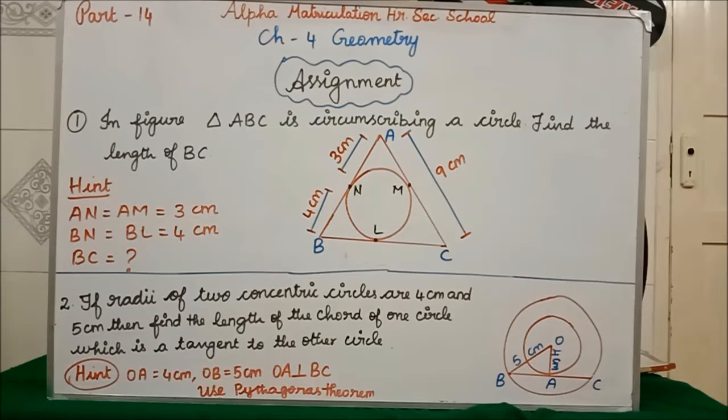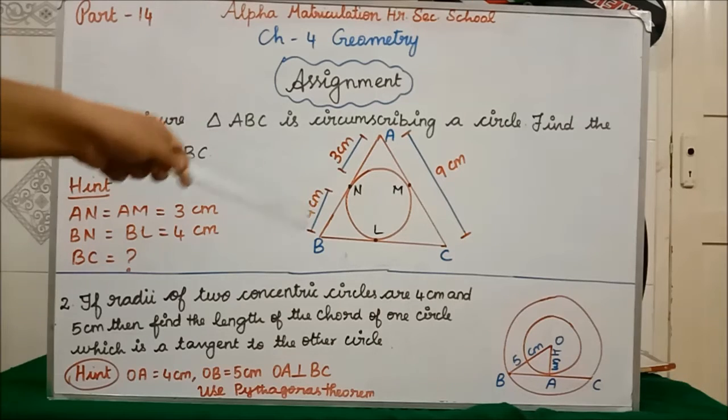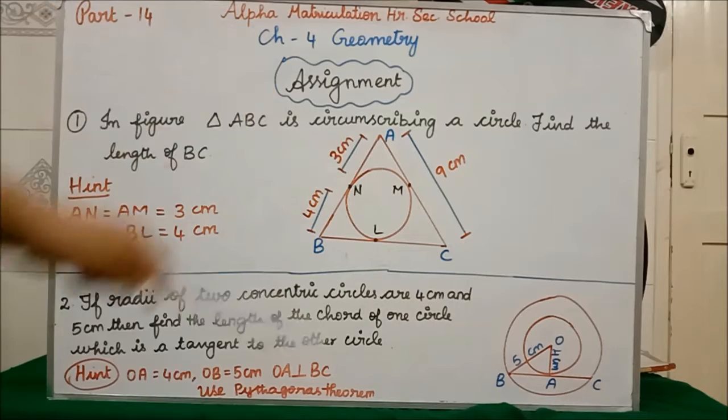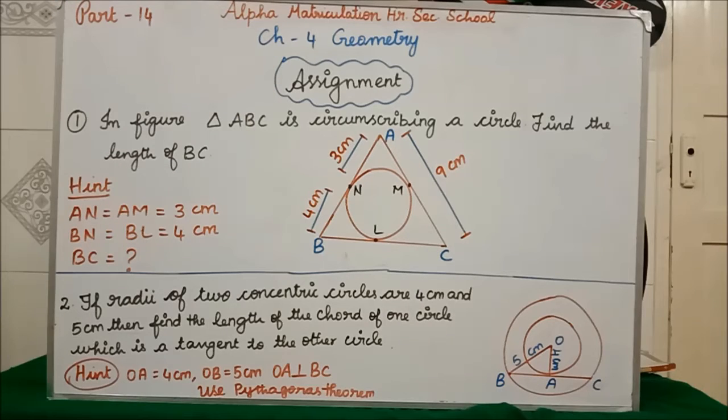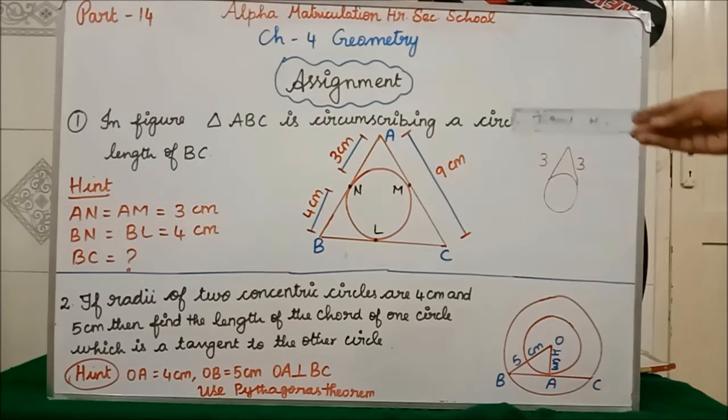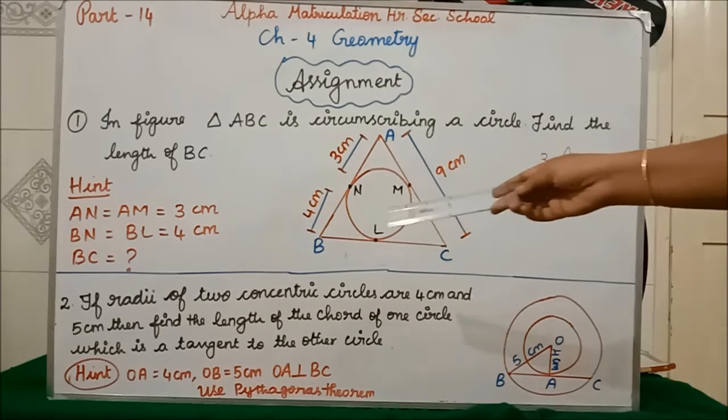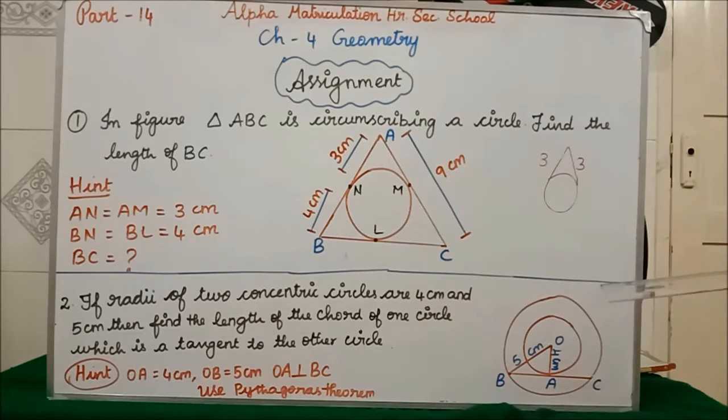Now if you see here, I have given you int. AN is equal to, AM is equal to 3 centimeter I have written. How I have written? See, this is a circle and this line is what? Exterior tangent. Can you able to understand? See, I have drawn here. This is exterior tangent. Exterior tangent means if this side is 3, then this side will also be 3. So that I have written AN is equal to 3 means then AM will also be 3. Similarly, BN is 4 means BL is also 4.